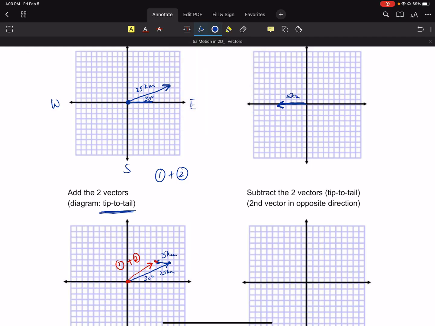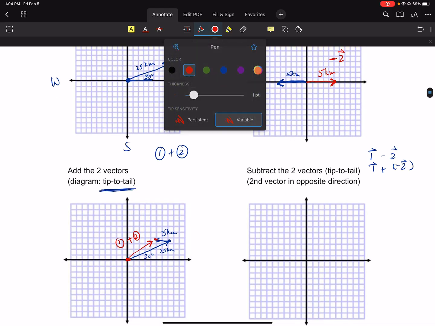Now if I'm going to subtract two vectors, so I'm going to subtract vector 1 minus vector 2, what we are really doing is adding the negative version of the second vector. The negative version of the second vector is the opposite direction. So my second vector was going straight west, and the opposite direction of west is east. This is the negative of 2, the second vector.